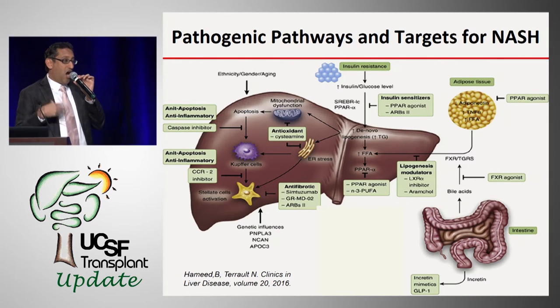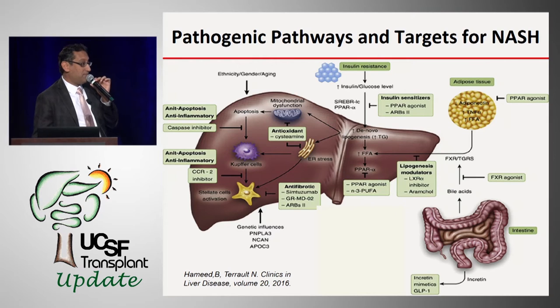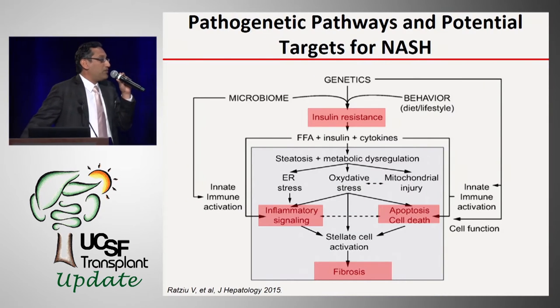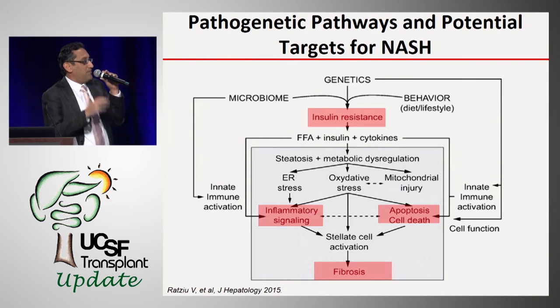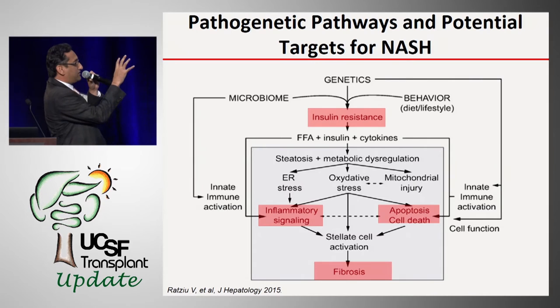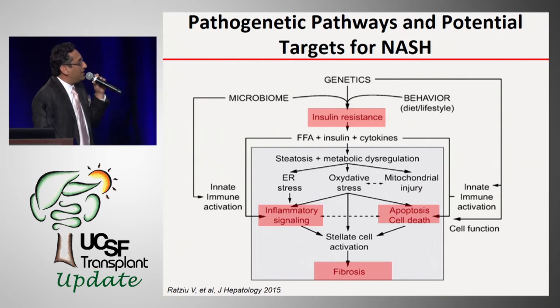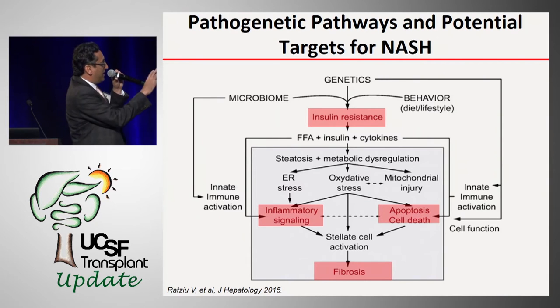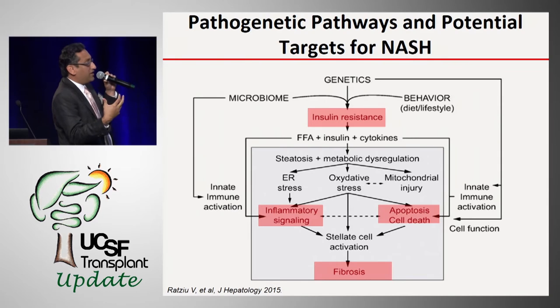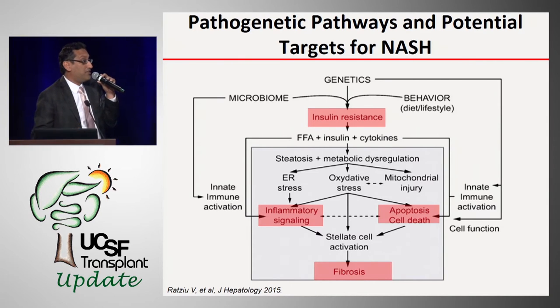To simplify how we look at these agents and how the pathogenesis works, here is a much simpler way to understand it. Genetics, microbiome, and behavior can all lead to insulin resistance. So one class of medication we are working with improves insulin sensitivity. Then it can cause steatosis, increased free fatty acids, and ultimately the inflammatory pathway gets activated. That can cause stellate cell activation, apoptosis, and cell death. So the other classes are anti-inflammatory agents, anti-apoptosis agents, and ultimately, agents that improve fibrosis or prevent fibrosis from progressing.